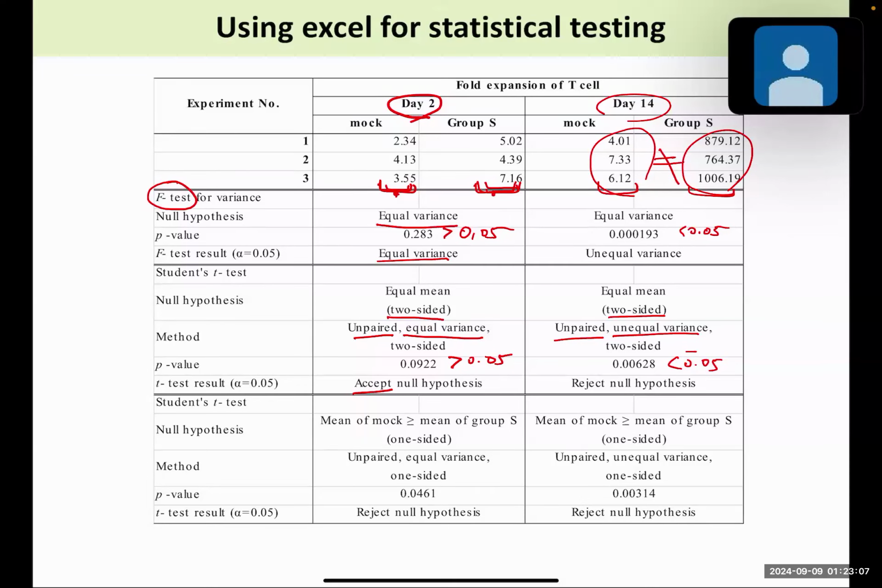So you can actually just know by looking at the numbers, right? Those two numbers in day 2 are very similar, but the numbers in day 14 are very, very different. So that's why the p-value was very small. And you can also test a one-sided students t-test as well. And then you can see that the results are different. The p-values are calculated to be different.